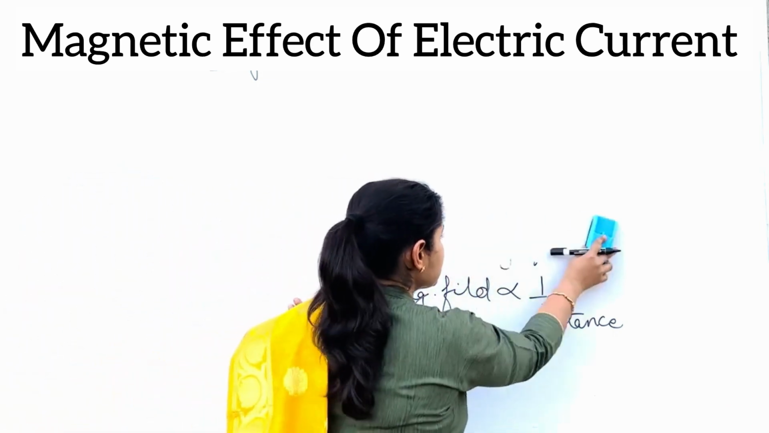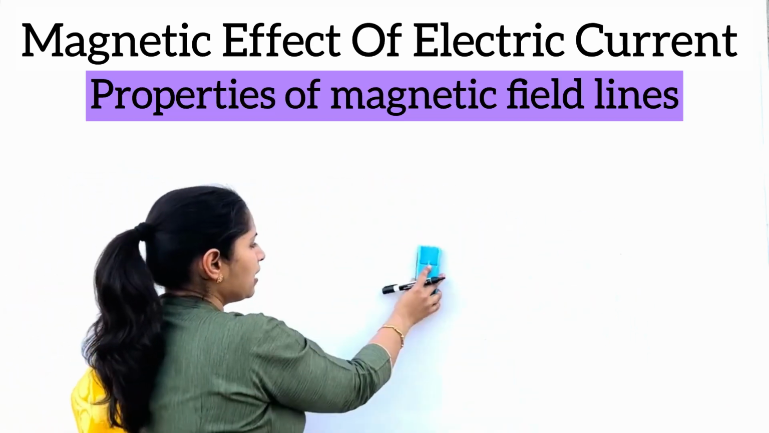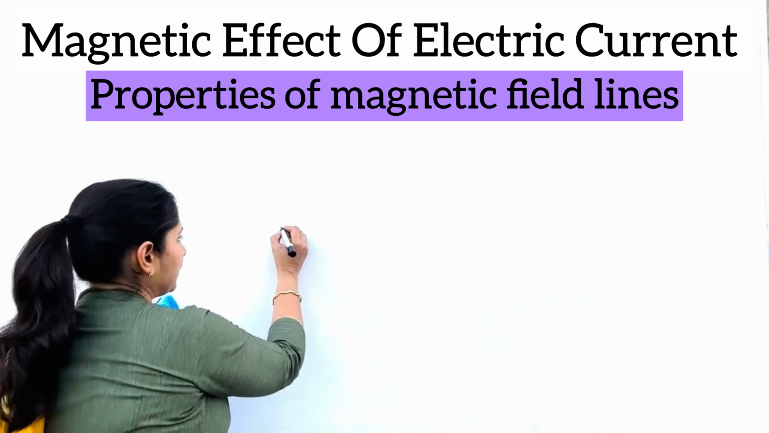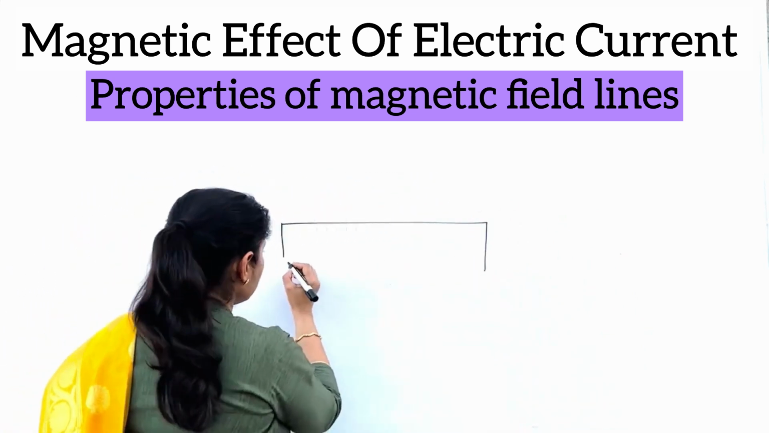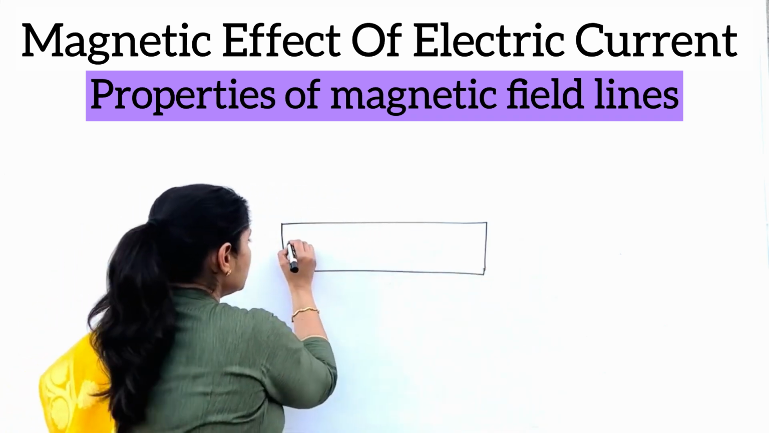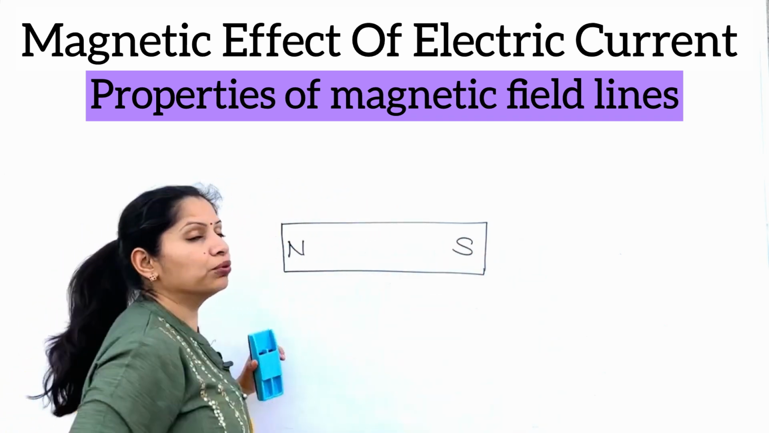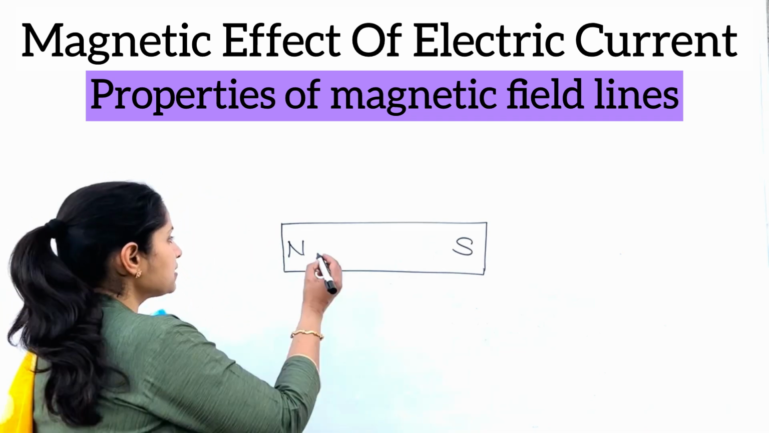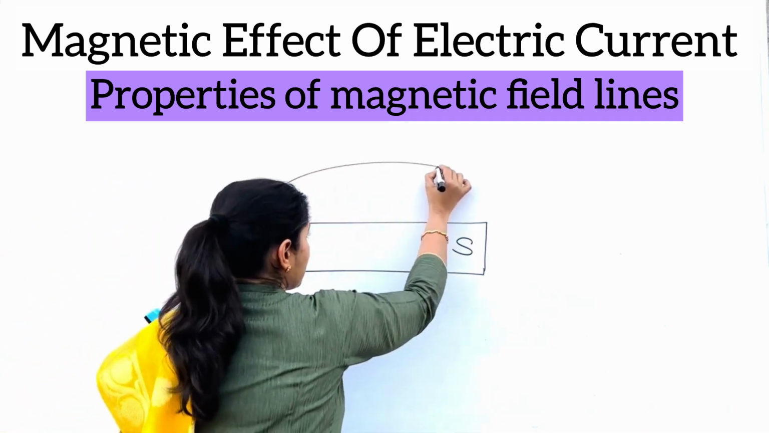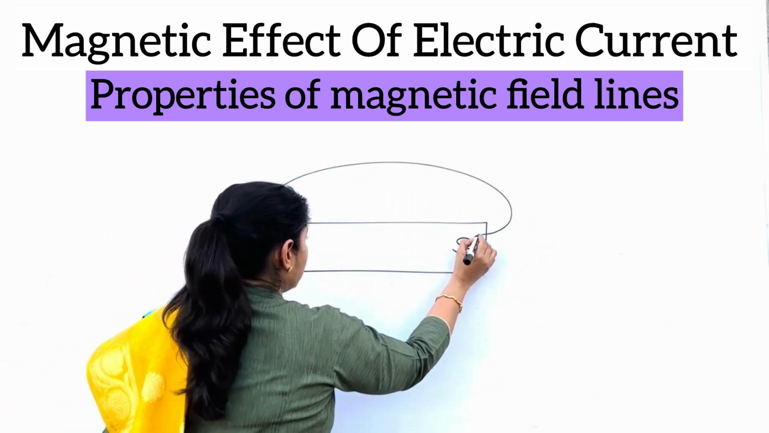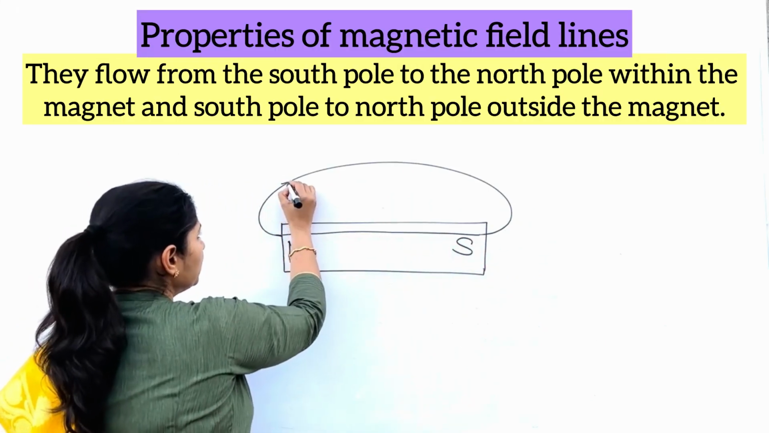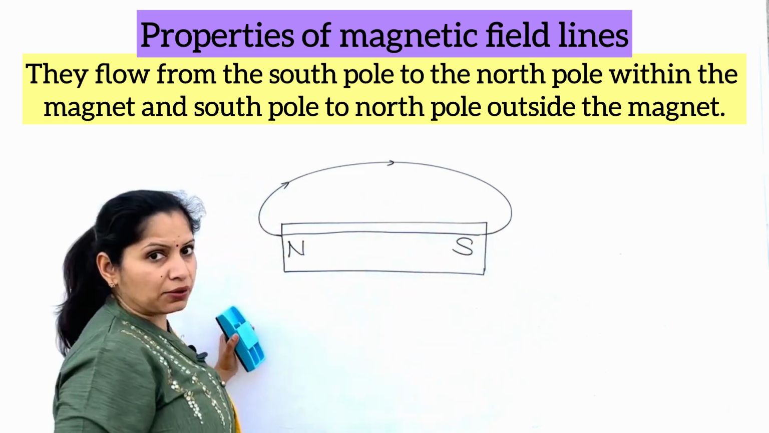Now let us see the properties of magnetic field lines around a bar magnet. Okay, so if we have a bar magnet, it will have two poles, north pole and south pole. If we try to draw the magnetic field lines using a compass, then we get that the magnetic field lines are like this. They are in the form of concentric circles arising from the North Pole and going towards the South Pole.